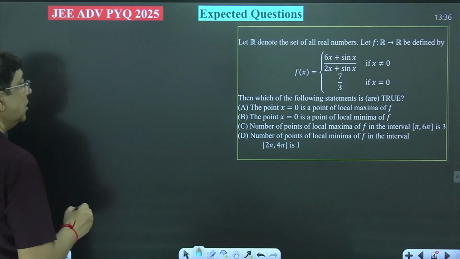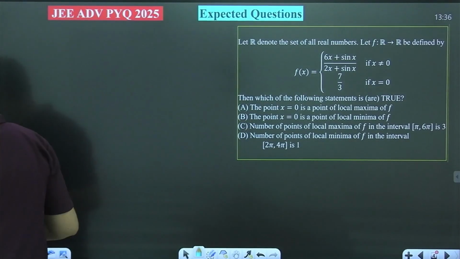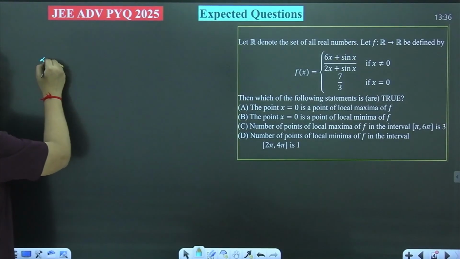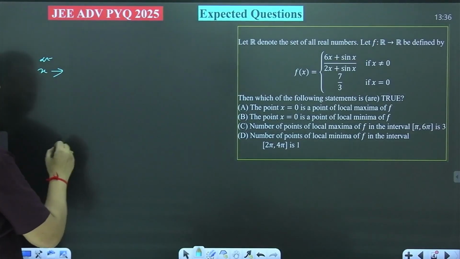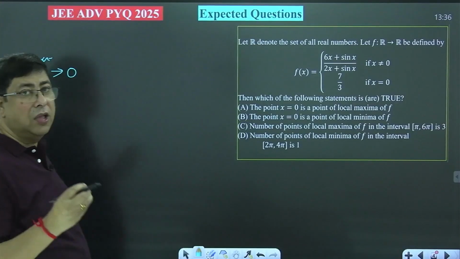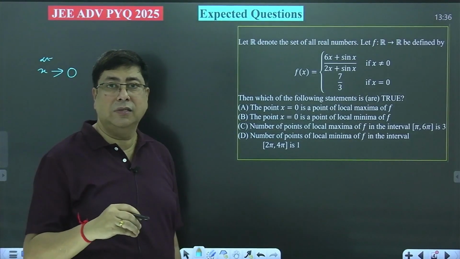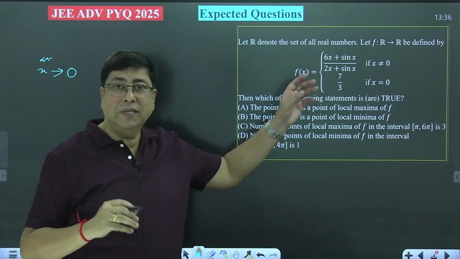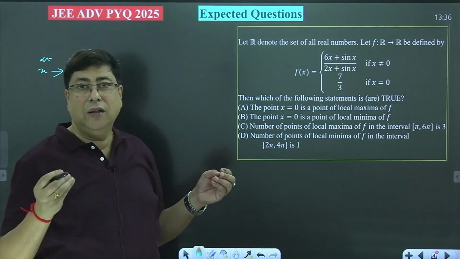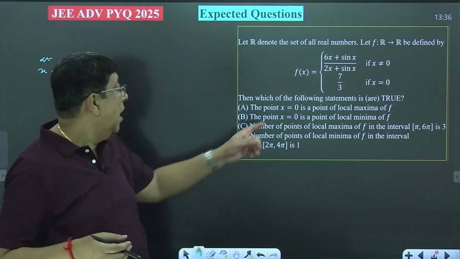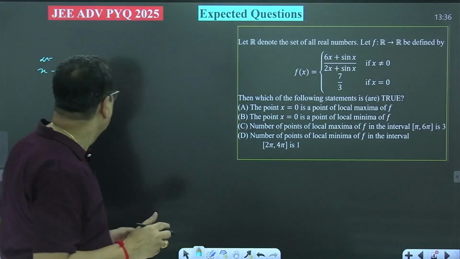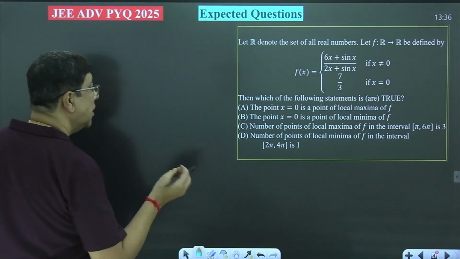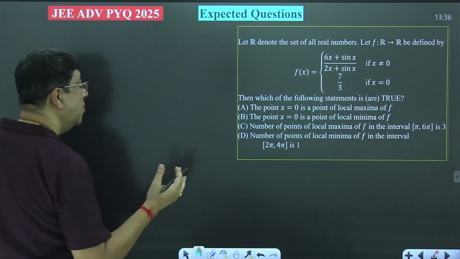So what will we do? Let's check the continuity. Limit x tends to 0. Once again I am telling you, x tends to 0 plus and 0 minus will both be the same, because it is a simple sum, and the denominator is always positive. We'll check the limit at x equal to 0. After checking the limit, we'll see that 0 plus and 0 minus are the same here.